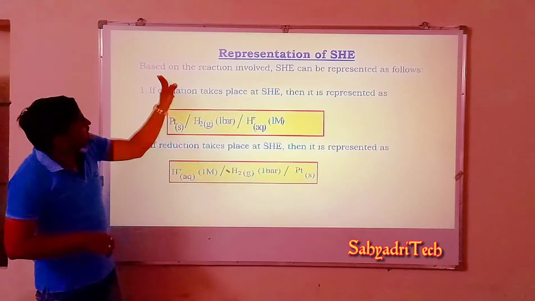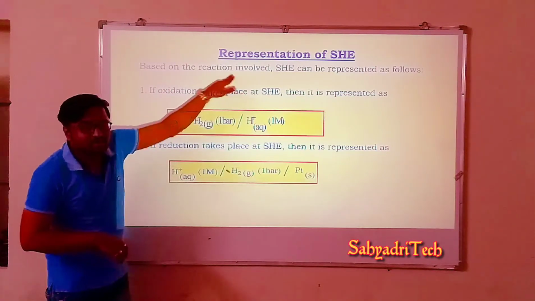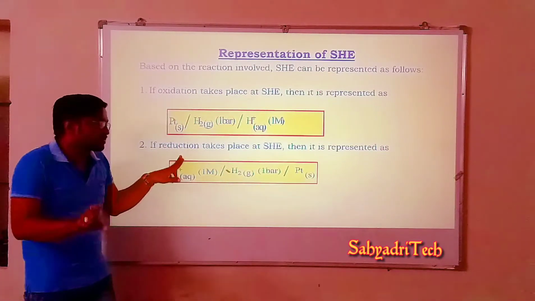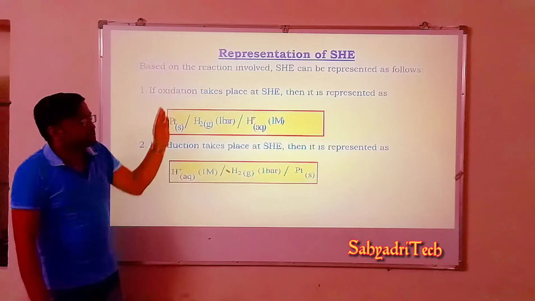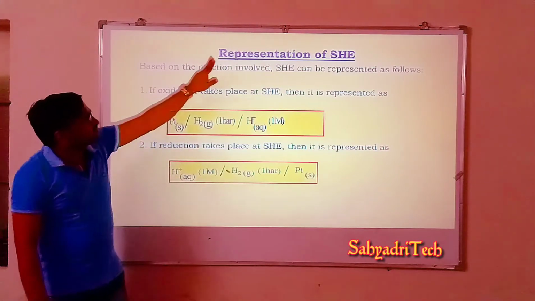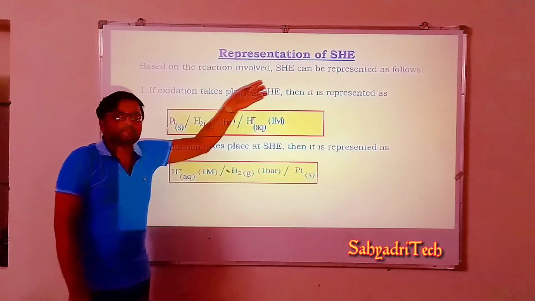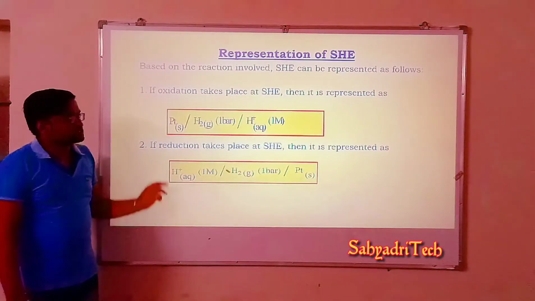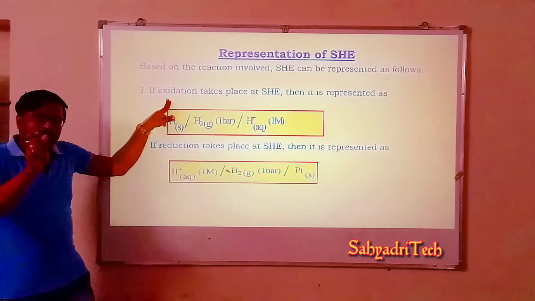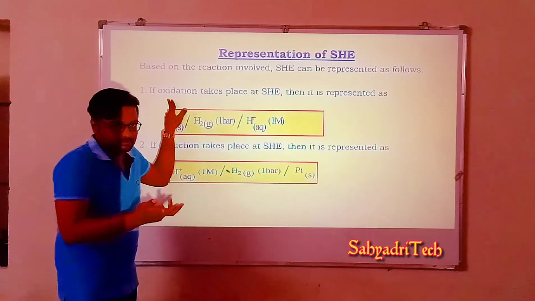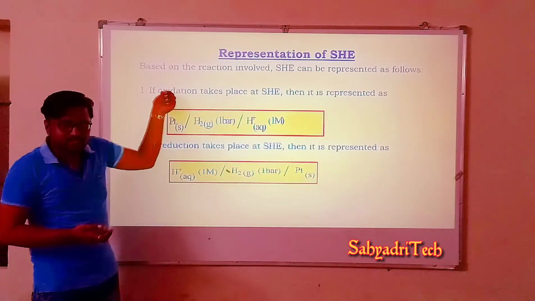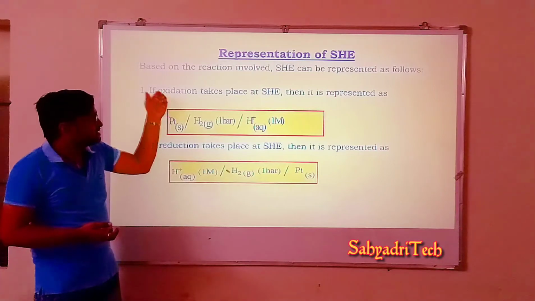So based on the reaction involved, whether oxidation takes place or reduction takes place at SHE, accordingly SHE can be represented in two ways. What is the first way? If oxidation takes place, what does it mean? If SHE acts as an anode, there will be oxidation. So how is it represented?